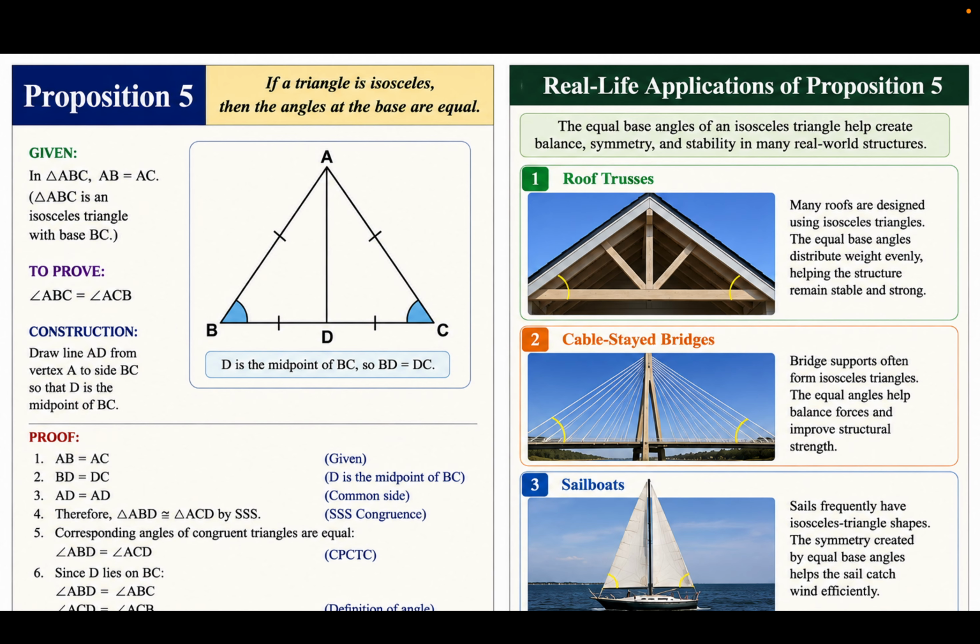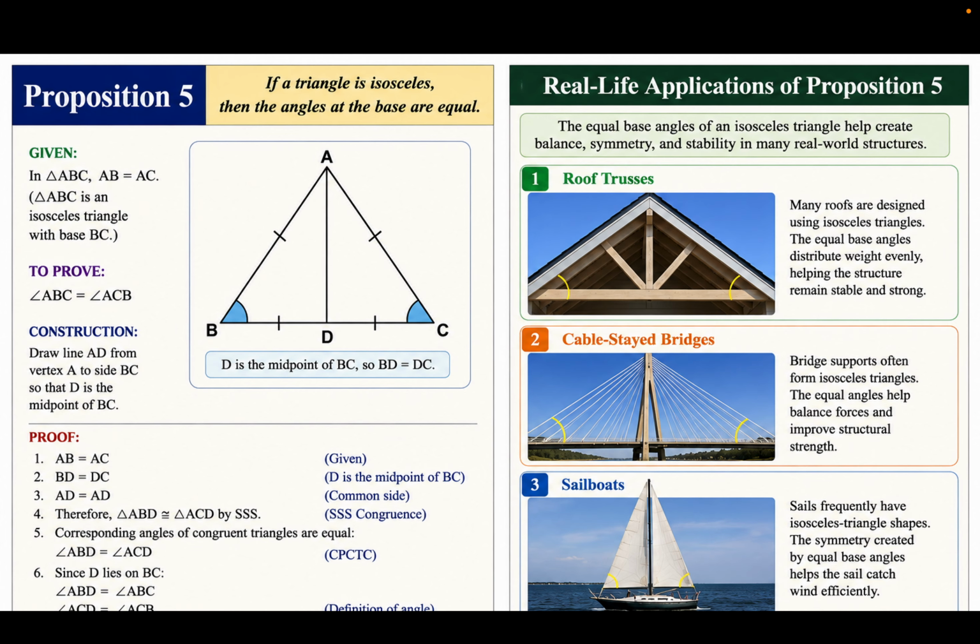Now we'll go for the real world applications of this proposition. I have separated three applications. I would like to go with the uses of proposition 5. The equal base angles of an isosceles triangle help to create balance, symmetry and stability in many real world structures. So it helps in the engineering and architecture world, not only in geometry.